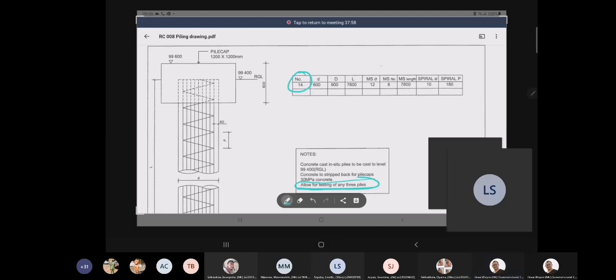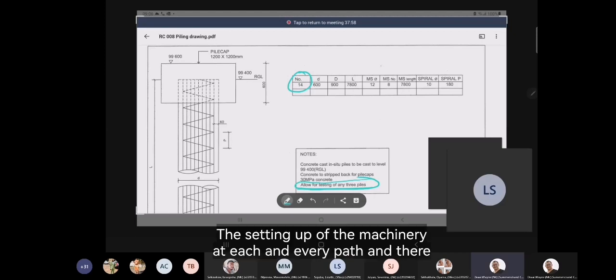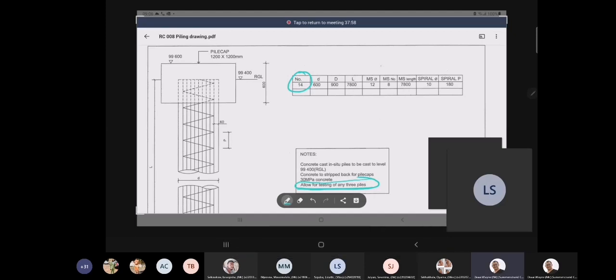Right. So now we also need to allow for the setting up of the machinery at each and every pile. And that, in accordance with the standard system, is measured in number. There's 14 of them. We allow for the setting up of plant at each pile position.